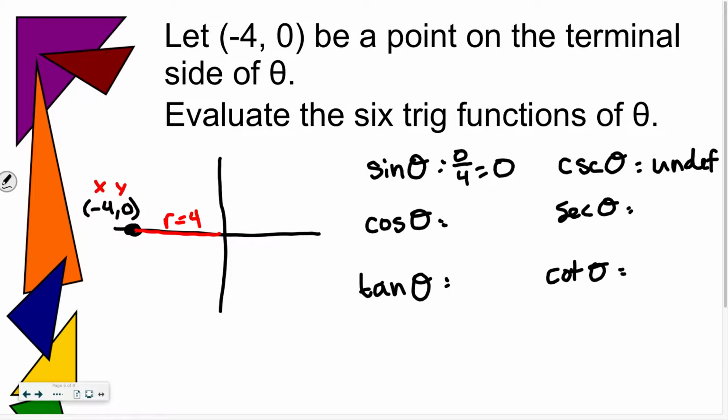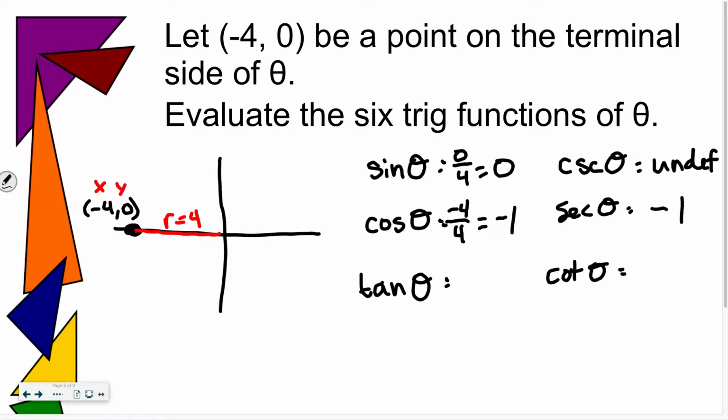Okay. What about cosine? Yeah, -1. The x is -4 and the radius is 4, so that's -1. What's the reciprocal of -1? -1. So secant is also -1. And then what about tangent?